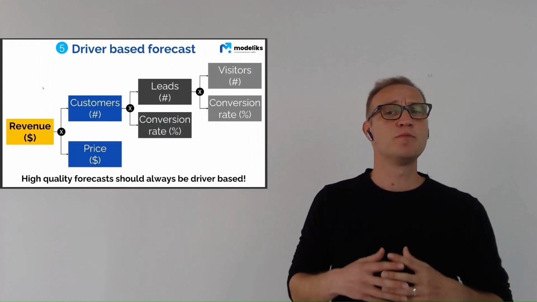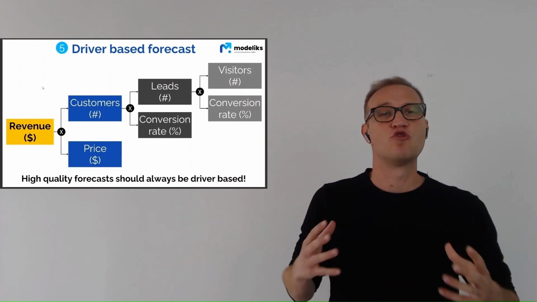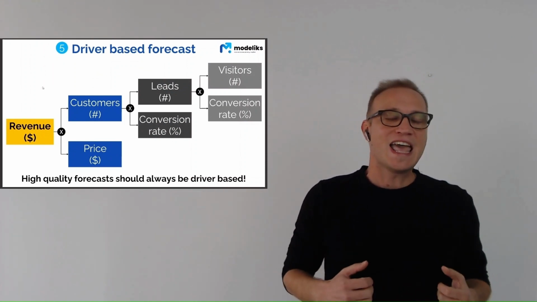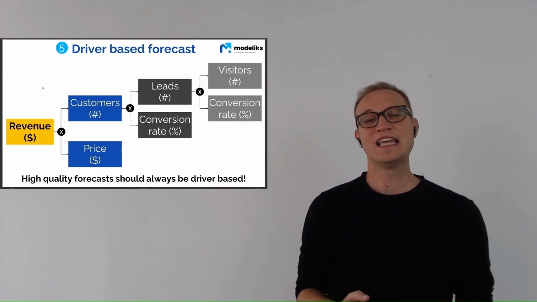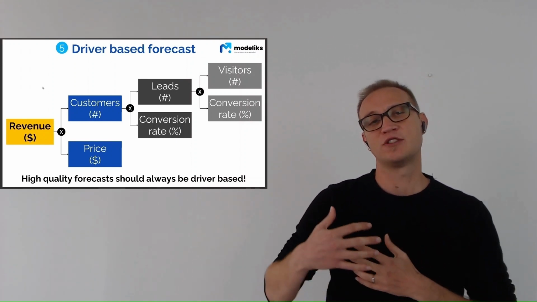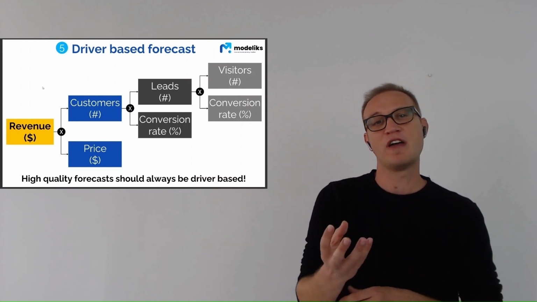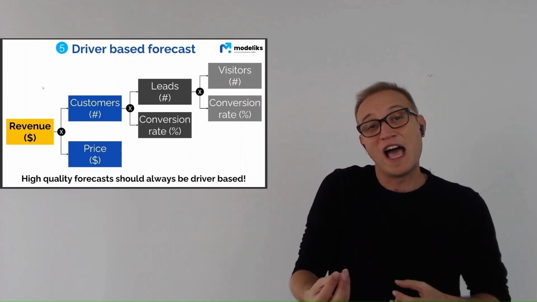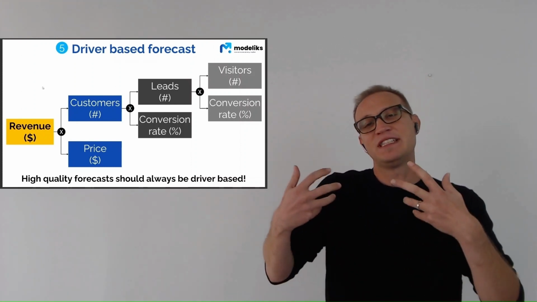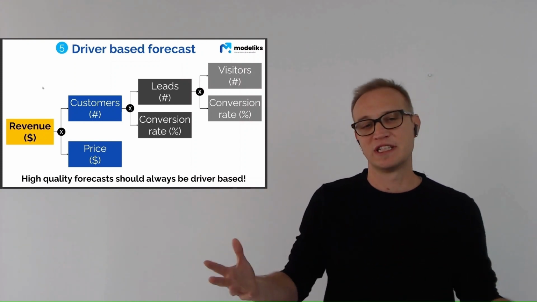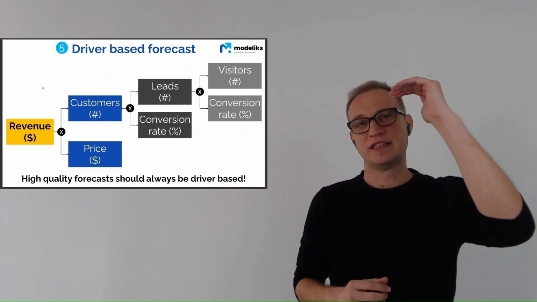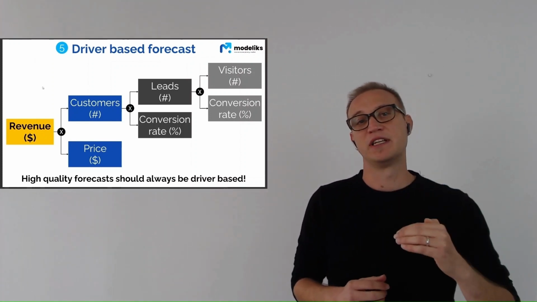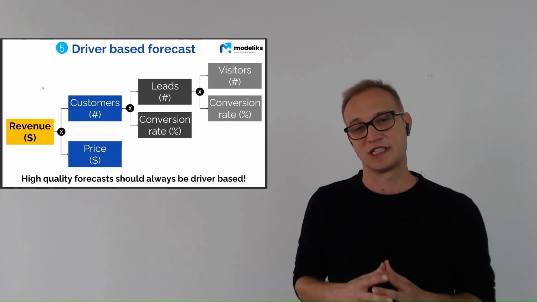And finally, revenue model number 5 is a driver-based forecasting model. If you want to have a professionally done financial plan, you should always try to forecast your revenue based on the operating drivers which have impact, which drive your revenue. Let me give you an example. Let's say you're a consulting business where your revenue will be calculated by taking the number of customers that you have multiplied by the total price that you charge each customer.